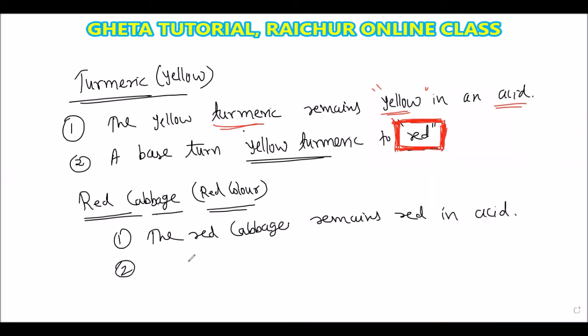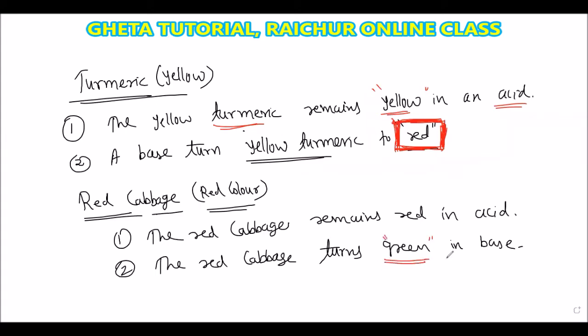What about the base now? In the base, the color changes. Red cabbage turns green. Remember that red cabbage changes to green. The red cabbage remains red in acid, and red cabbage turns green in base. That is important. So please remember, when red cabbage contacts the base, it changes its color to green.